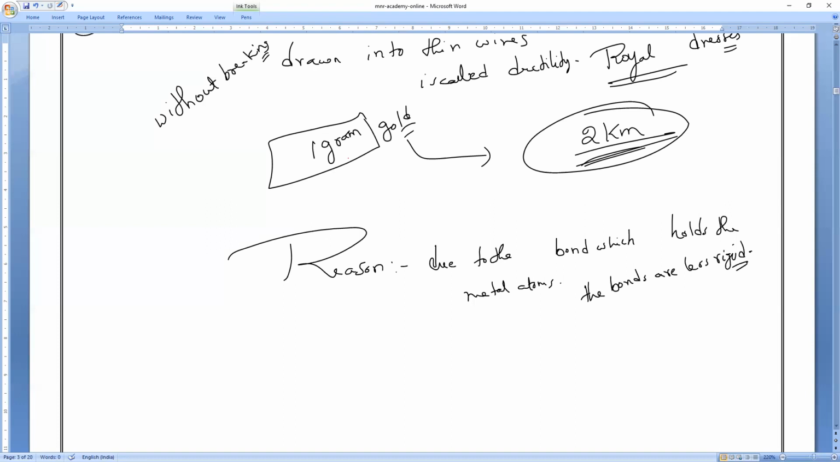But you remember, all the metals do not have the same malleability. All the metals do not have the same ductility. Of course, most of the metals are malleable and ductile in nature, but that malleability and ductility is not equal. It's not the same for every material. Do you understand, all of you? Yes, sir.